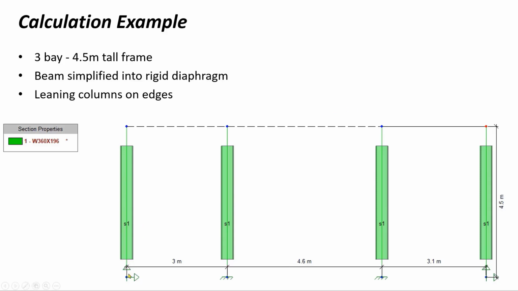We have leaning columns on the edges. You can see here from the support conditions, the edges are pinned, and in the interior, we have fixed base columns. So those will be our lateral force resisting systems here, these two interior columns.